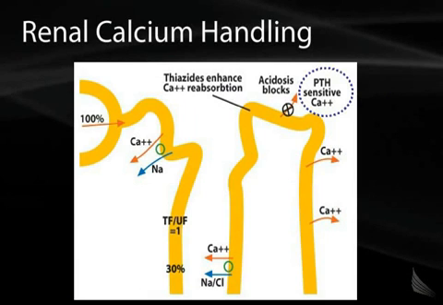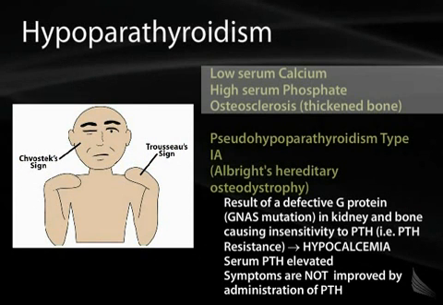There are specific channels in the kidney that help reabsorb calcium directly, and these are PTH-sensitive calcium channels, as illustrated schematically in this slide. Consequences of parathyroid hormone dysregulation can be manifested as either hypoparathyroidism or hyperparathyroidism. In this slide, we'll first talk about hypoparathyroidism.